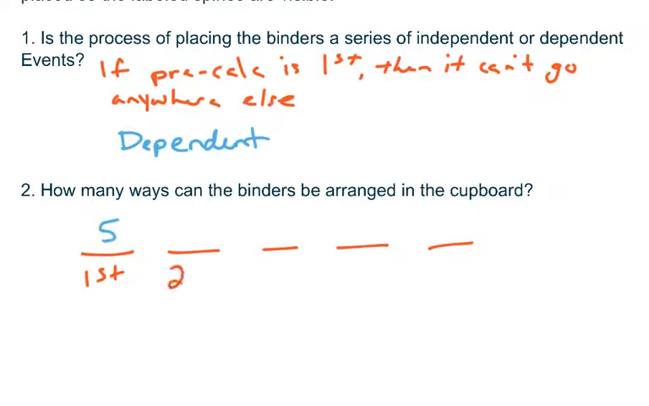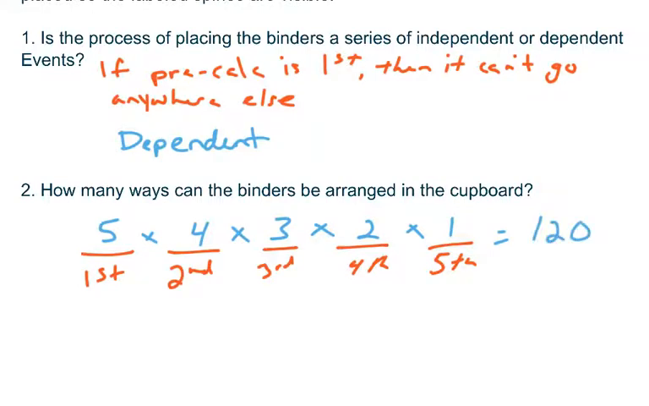My second binder, I have 4 choices left. I have whatever I picked for my first. My third, fourth, and fifth: I've got 3 choices left for my third, 2 choices left for my fourth, and 1 choice left for my fifth. What I'm going to do is multiply all of these together. 5 times 4 times 3 times 2 times 1. That sure looks like 5 factorial, and that is 5 factorial. This is 120. So if you want to do it that way, that's one way to do it.